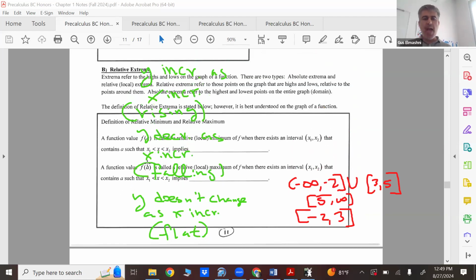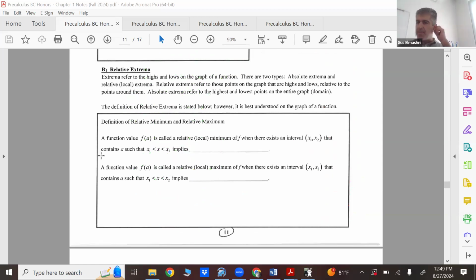Relative extrema. And I'll explain why we use the word relative in just a moment. It's a little confusing at first, but I think the explanation I just gave, in terms of where you see that transition from increase to decrease or decrease to increase, should help. So extrema, that's the plural of extreme. We don't say extremes. That's terrible grammar. Extrema is the plural of extreme: the highs and lows in a graph of a function. There are two types, absolute and relative.